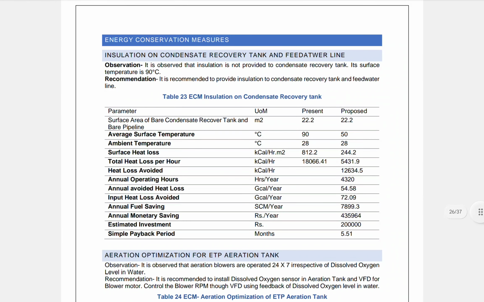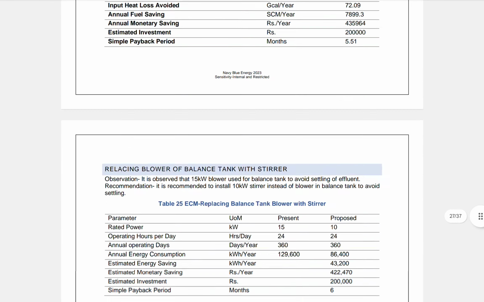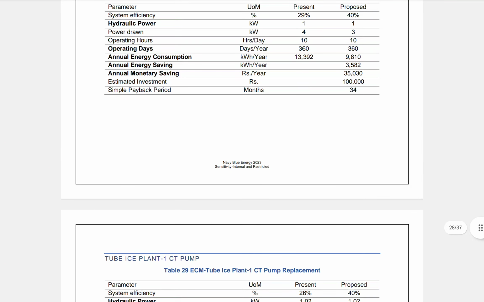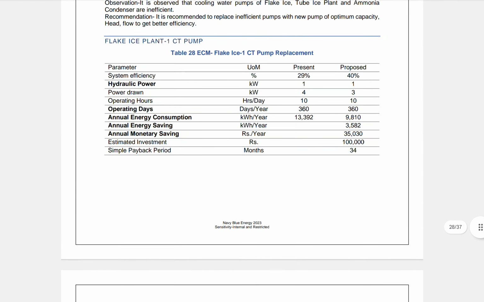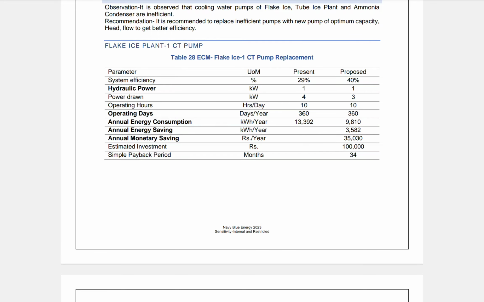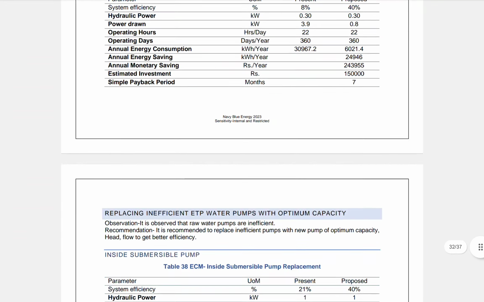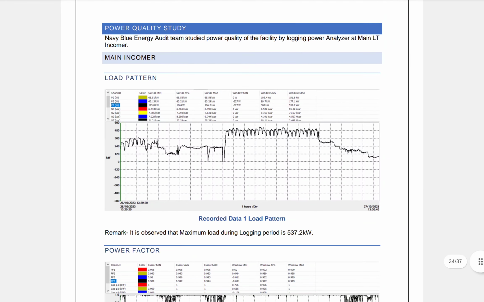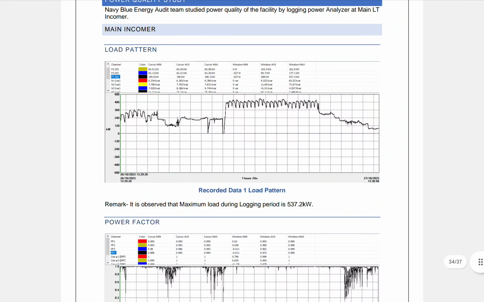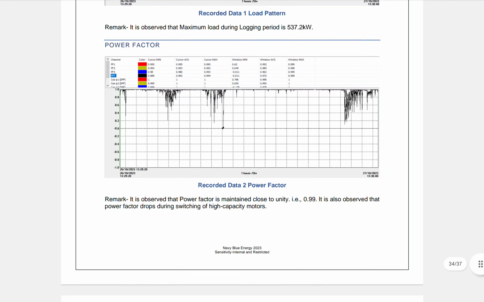Then energy efficiency measures we have given there. All these ECMs, whichever we mentioned in the executive summary, all the detail is here. Detailed calculations are here. Then there is the power quality study. Okay, so the harmonics, power factor, minimum and maximum values, we can get from here.